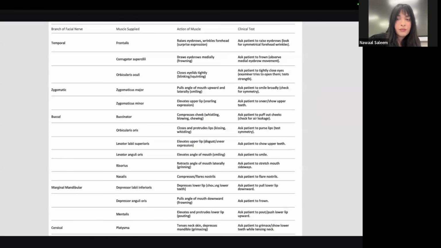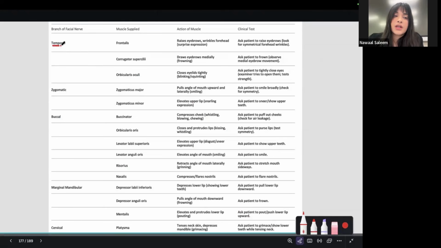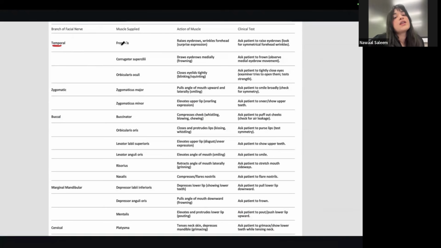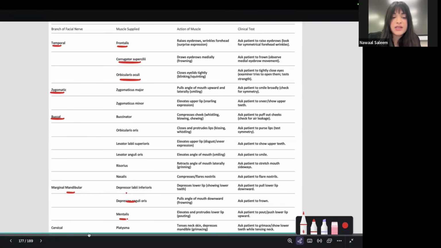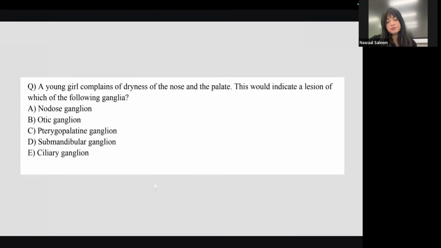Okay. This is a summary that you should know. The temporal branch of the facial nerve supplies the frontalis, the corrugator supercilii, and the orbicularis oculi, so the vertical wrinkles, the transverse wrinkles, and the eye muscle. The zygomatic branch supplies the zygomaticus major, the smiling muscle. The buccal is the buccinator, orbicularis oris, so all the mouth muscles, and the nasalis. The marginal mandibular supplies the depressor labii, so frowning, depressor anguli oris, and the mentalis, and the cervical is platysma. Okay? And time for questions.